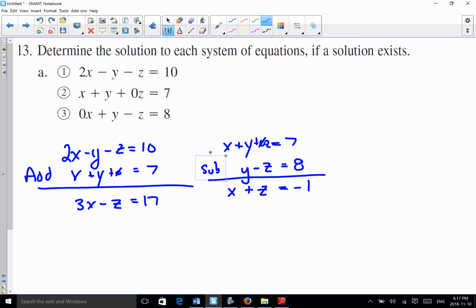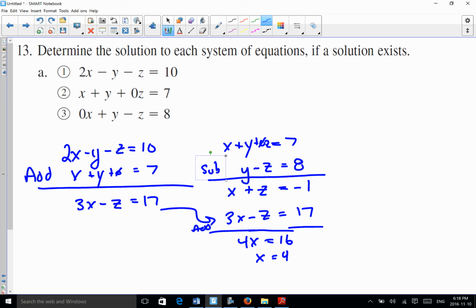Okay, double elimination. I'm going to take this equation right underneath. 3x minus z equals 17. My z's are opposite signs, so let's add. We'll get 4x equals 16, so x must be 4. Once I know x, let's go back and figure out a y. Actually, let's go back and figure out a z first. I'm going to do that. x plus z equals negative 1. We got 4 plus z is negative 1. So z will be negative 5.